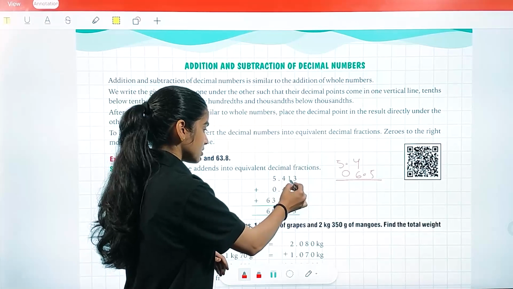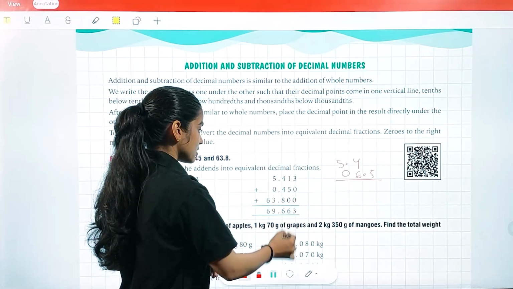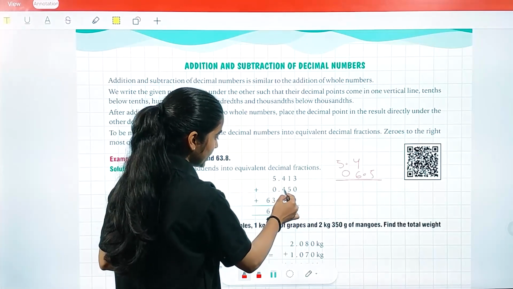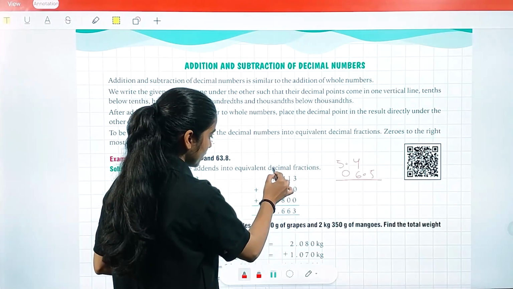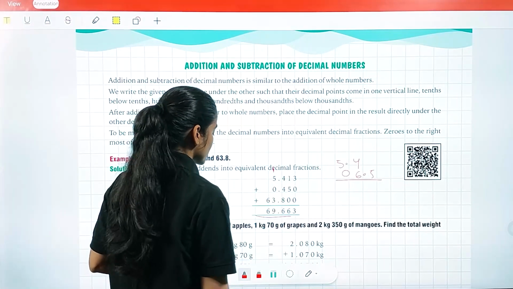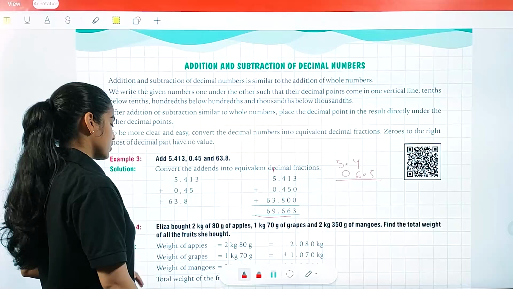So 3, 6, 16, 1, 4, 4, 8, 8, 8, 16, 1, 5, 3, 8 plus 1, 9 and 6 as it is. So 69.663 is your answer.